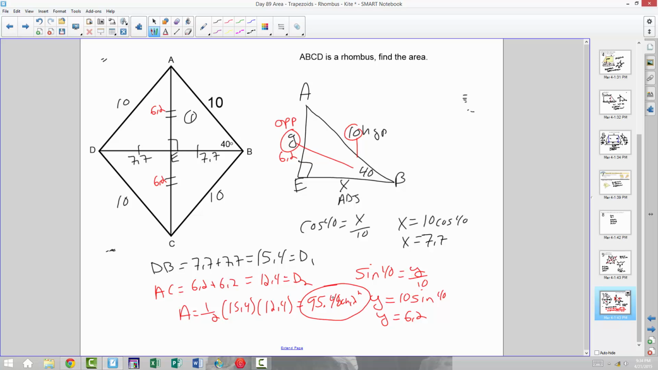So that's my area. And that concludes area of a trapezoid using trigonometry, area of a kite or rhombus using trigonometry or Pythagorean theorem or special right triangles.